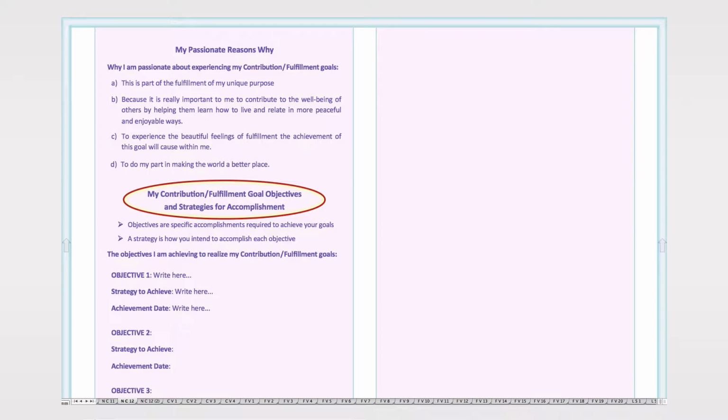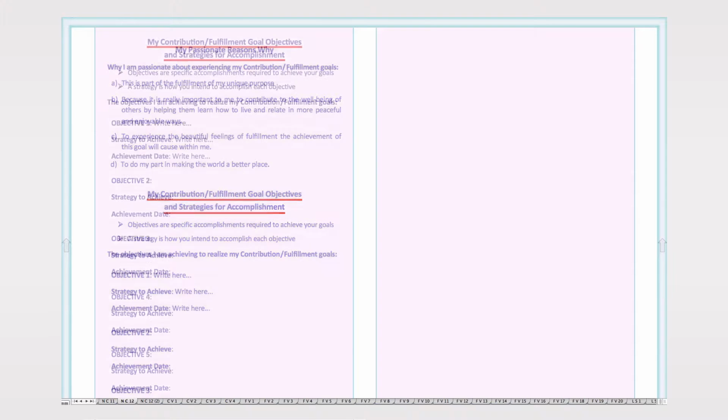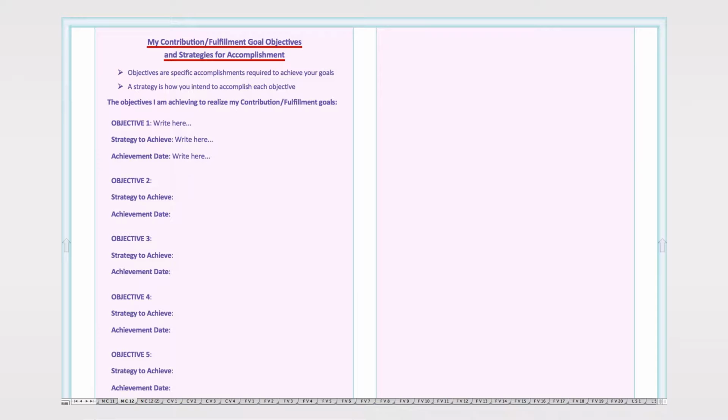Underneath the Passionate Reasons Why section is the My Contribution Fulfillment Goal Objectives as Strategies for Accomplishment. Here I'm clarifying the difference between broad-based goals and objectives. Objectives are specific accomplishments required to achieve your goals. A strategy is how you intend to accomplish each objective. So the title starts the process: the objectives I am achieving to realize my contribution fulfillment goals.